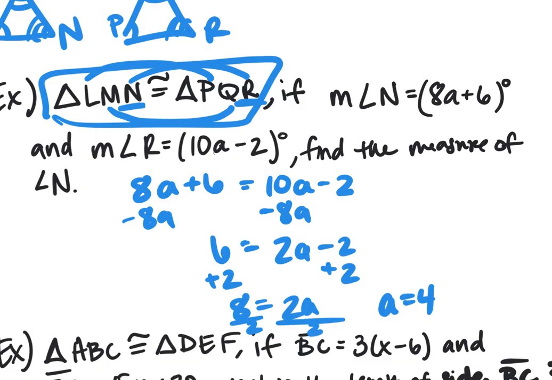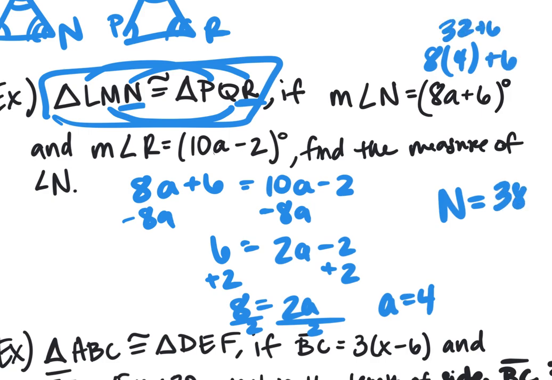So, N was 8A plus 6. What is the measure of N? Someone do some math and tell me. What is 8 times 4 plus 6? What's 8 times 4? Okay, because 8 times 4 is what? You're killing me here. What's 8 times 4? 32. Okay. So, this is 32 plus 6. But yes, it should be 38 degrees.